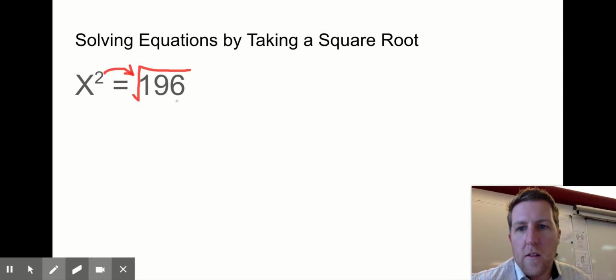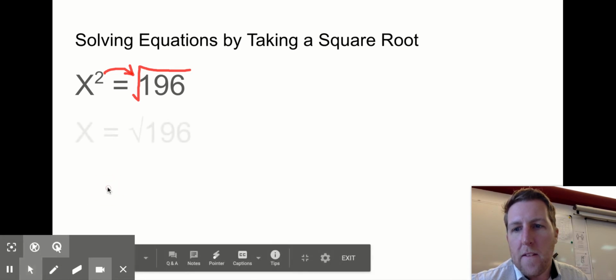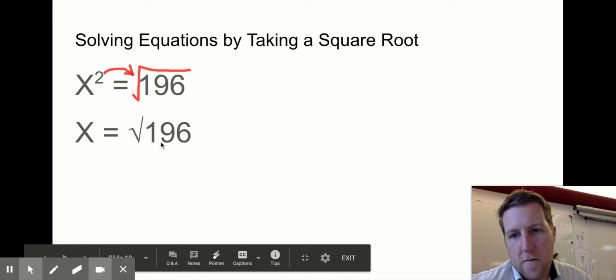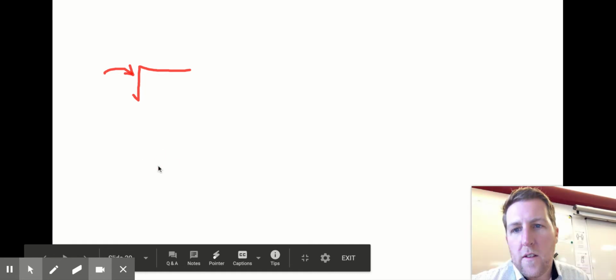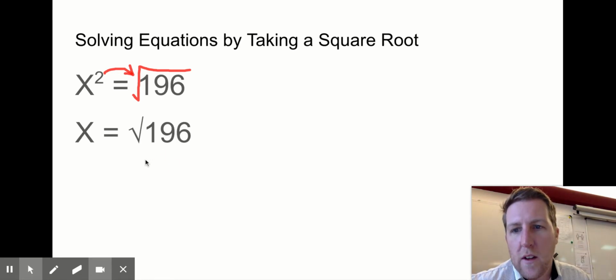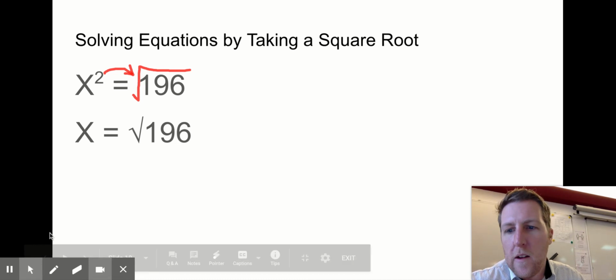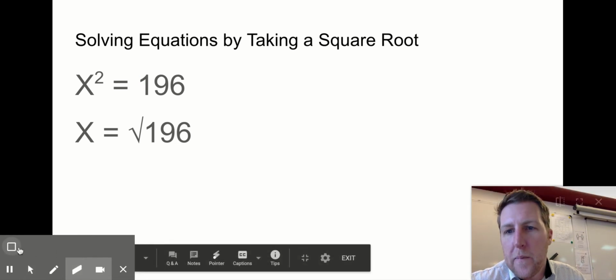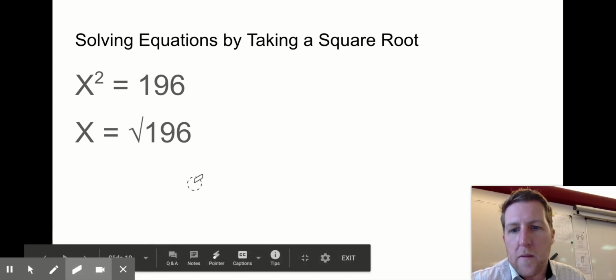And I think if I've done it right, let's see. Okay, it shows the square root of 196, which is 14. You can do it on your calculator, or maybe you knew that already. Okay, next example.